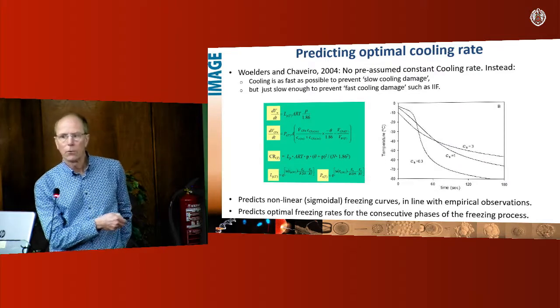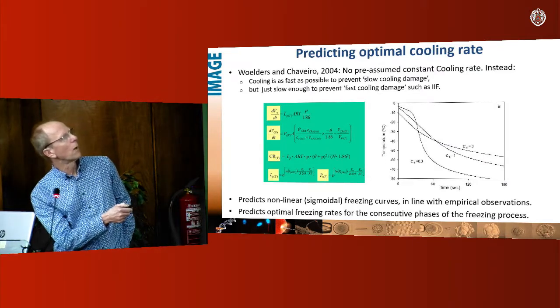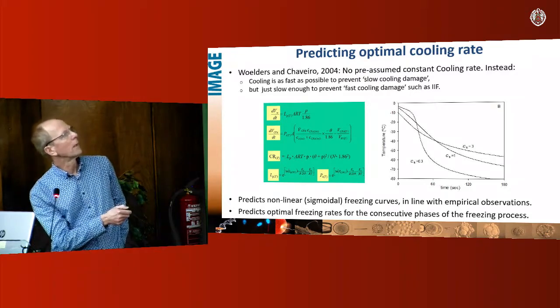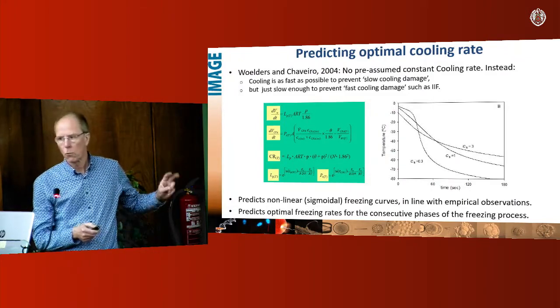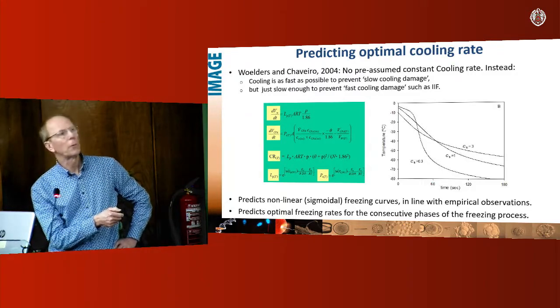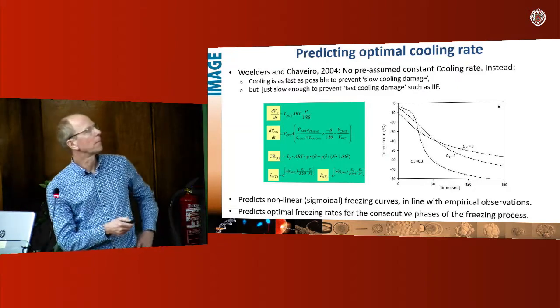Then later, in 2004, we introduced a different approach in which we said, no, we don't want to have a pre-assumed cooling rate. The only thing that we say in advance is that the cooling must be as fast as possible to prevent so-called slow cooling damage, but it must be slow enough to prevent fast cooling damage, such as intracellular ice formation.